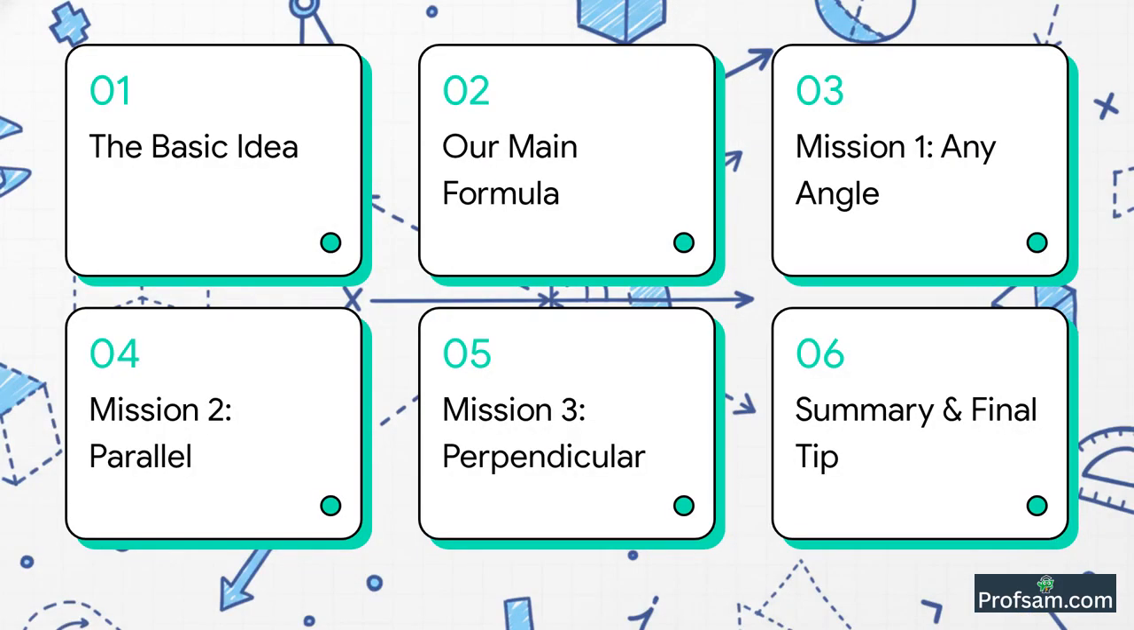So, here's our game plan. First, we'll understand what this angle business is all about. Then, I'll give you the one main formula, our master tool. After that, we'll go on 3 quick missions to handle every type of question you'll ever see. And finally, we'll wrap up with a quick summary and one final pro tip. It's a clear path, so let's get going.